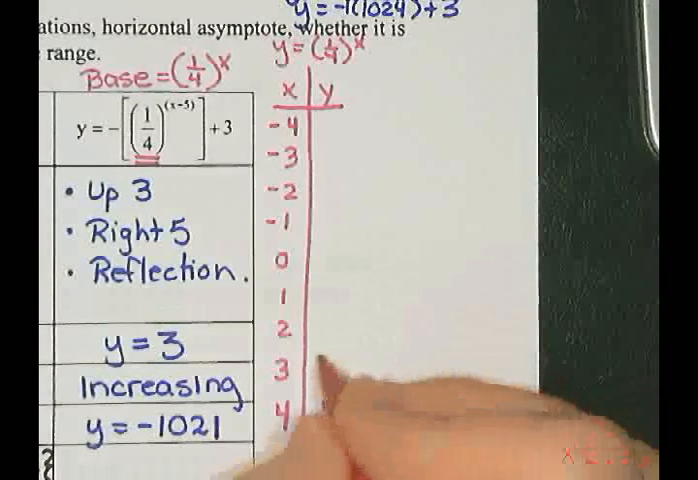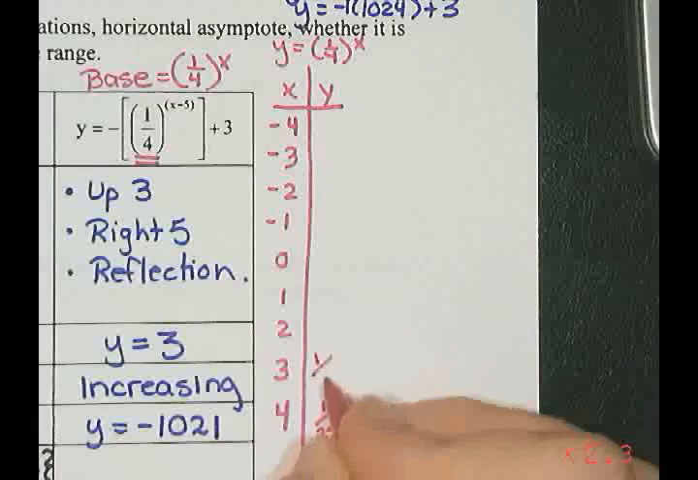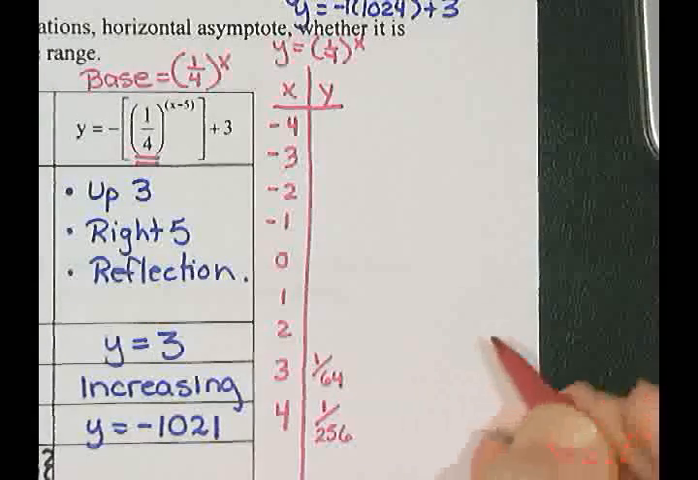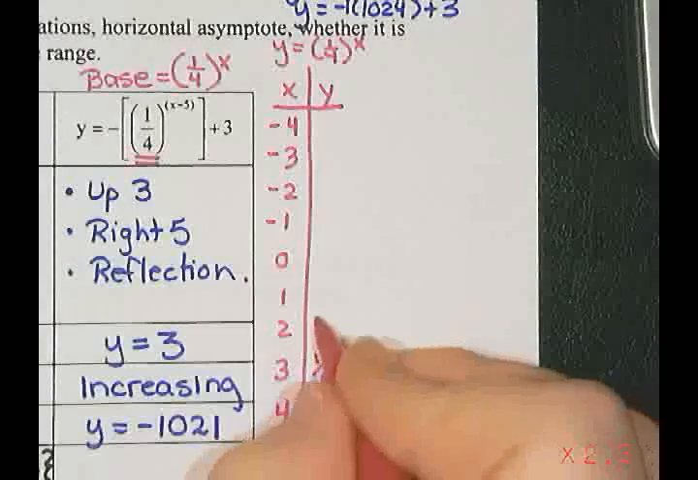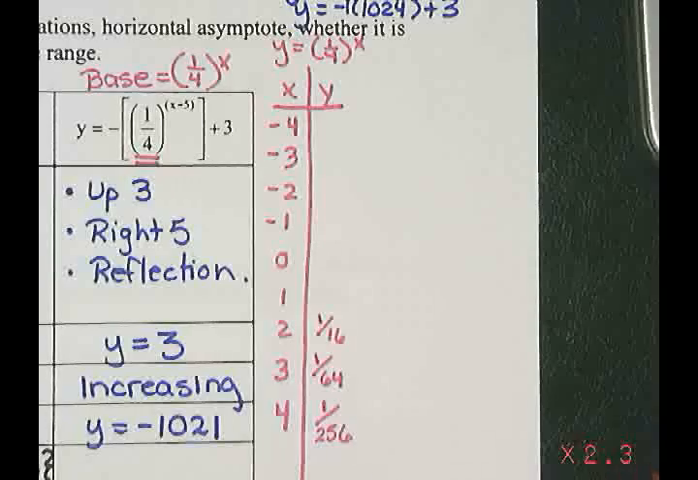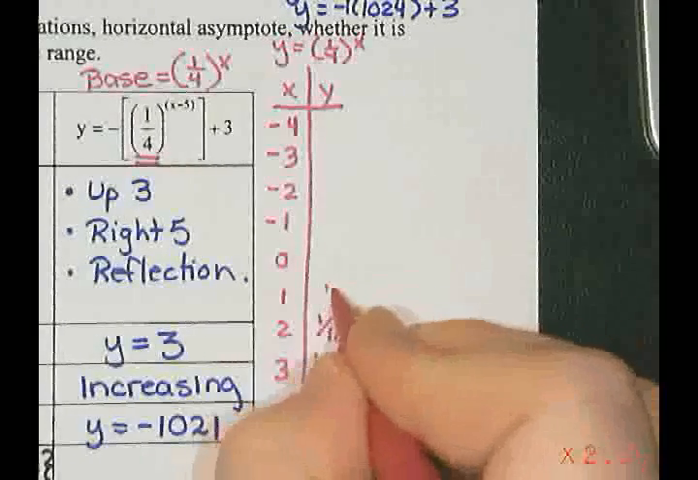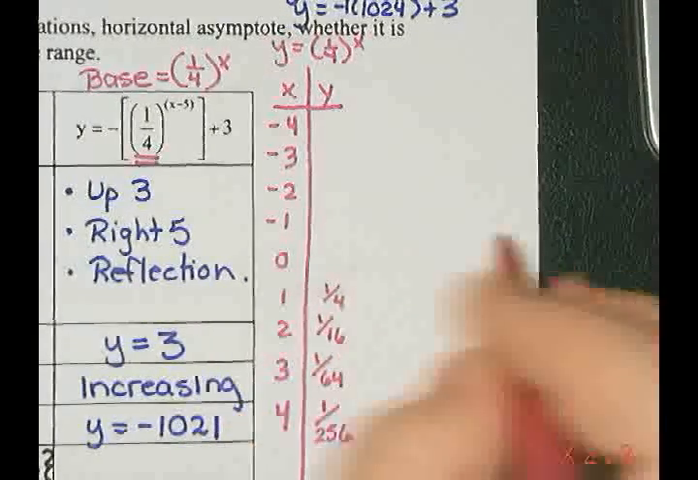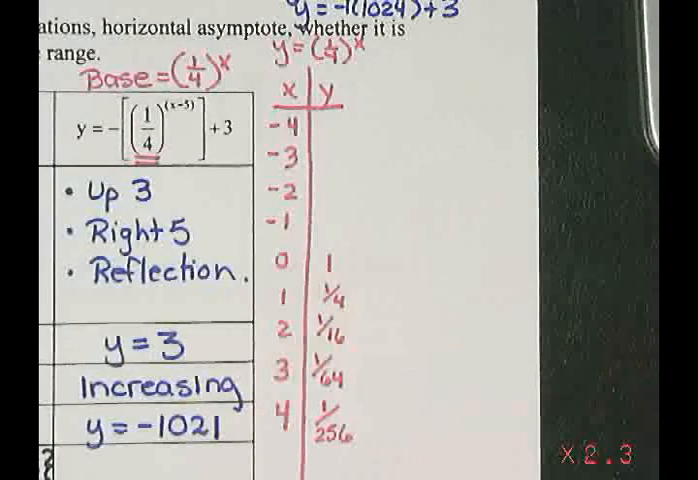1/4 to the 3. 1 to the 3 is 1. 4 to the 3 is 64. 1/4 to the 2. 1 squared is 1, and 4 squared is 16. 1/4 to the 1 is just 1/4. Anything to the 0 is 1.